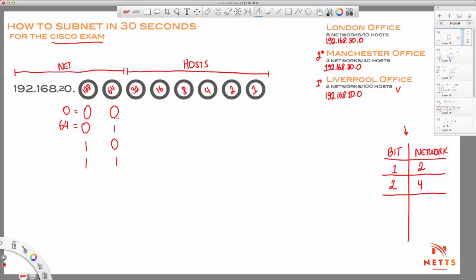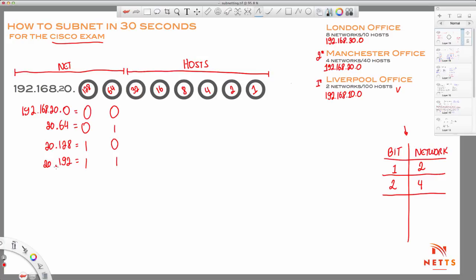Why? Because the bit 64 is turned on, and the third one, the bit 128 plus 0, is turned on, so it's a 128 value, and the last one is the 128 plus 64. So the 128 plus 64 gives me 192. So these are the networks that I'm gonna build: 192.168.20.0, 20.64, 20.128, and 20.192. So these are the networks that I'm looking for.